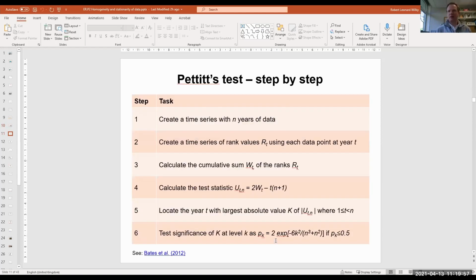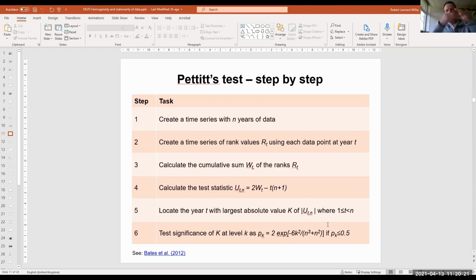So one of the most widely used tests for homogeneity is Pettitt's test. And this basically proceeds in 6 quite straightforward steps, which are possible to code up in Excel and execute very easily with a given time series.